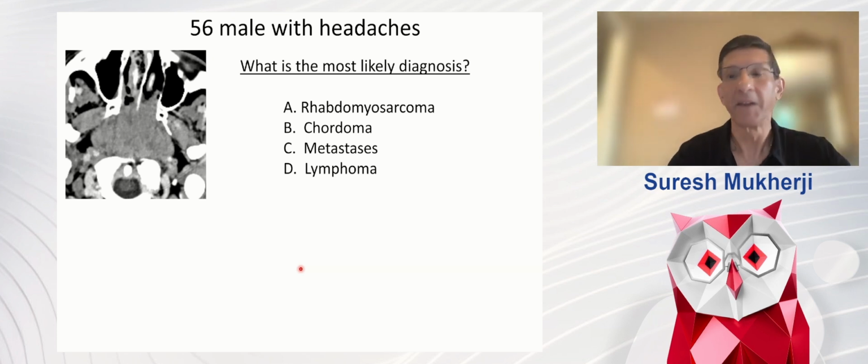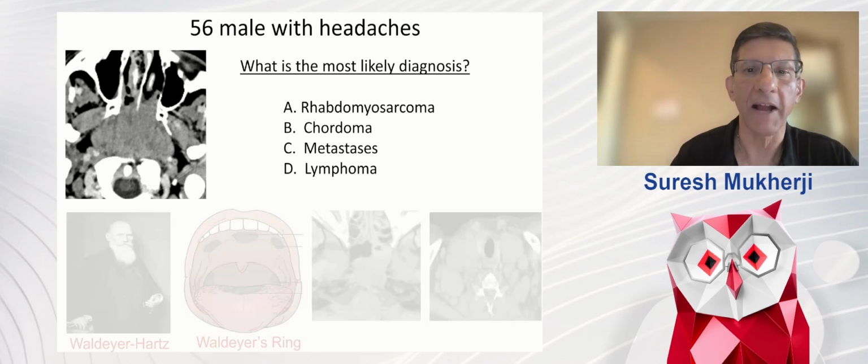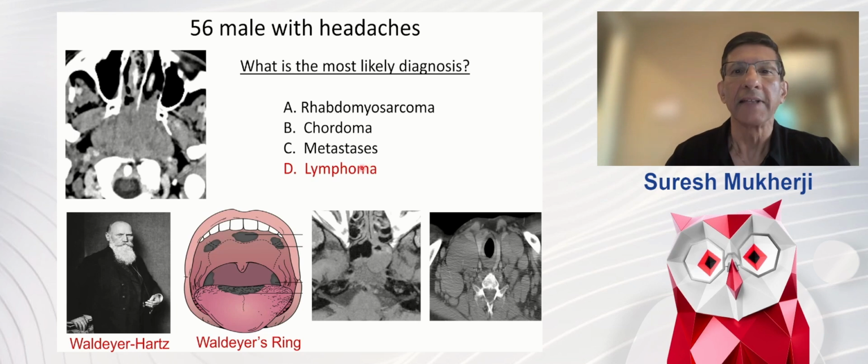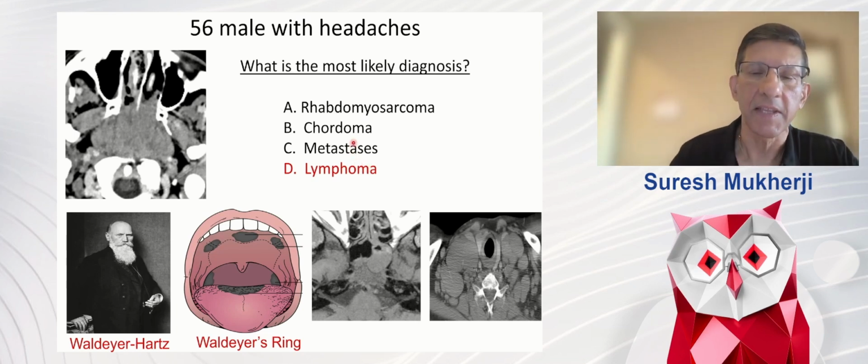All right, excellent. Well, the majority of you got this correct, and the most likely diagnosis is lymphoma. Where I'm going with this is that the most common malignancy to involve the nasopharynx is going to be squamous cell carcinoma. There's no doubt about that. It's going to be nasopharyngeal carcinoma. But the second most common tumor to involve the nasopharynx is lymphoma.